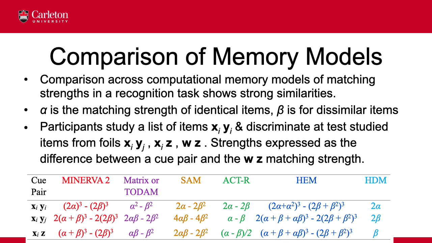All matching strengths are expressed as a difference. The matching strength for a pair of unstudied items w, z is subtracted from the matching strength of each of the 3 cues, simplifying the matching strength expressions by eliminating any terms that are common to all cues, such as the baseline activation in ACT-R. Thus, the matching strengths presented are a measure of the ability of each model to discriminate between a target and foils.